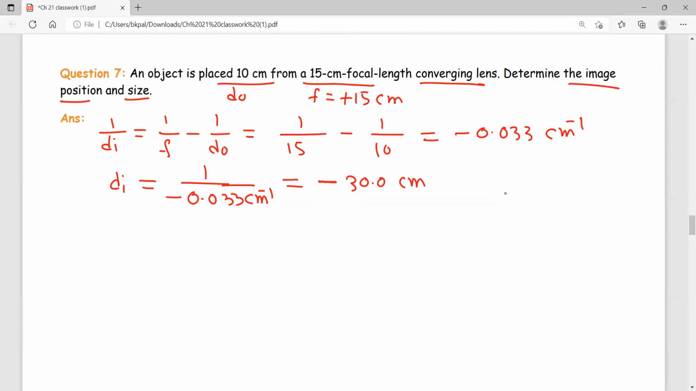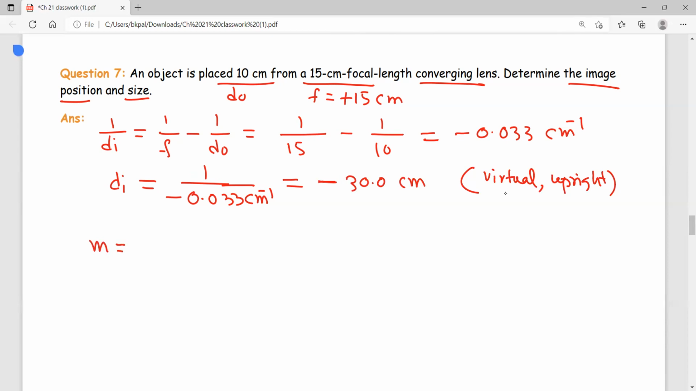Negative means the image is virtual, and in this case the image will be on the same side of the lens. You know that for lens it is different than mirror, so don't confuse between the mirror and lens. And a virtual image is always upright, so we will see that the magnification, or the size of the image, is positive.